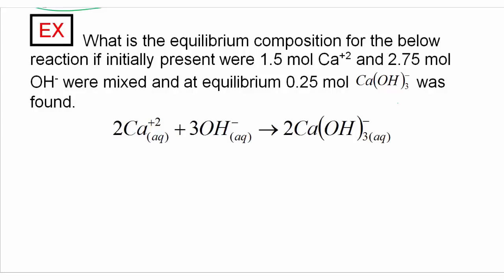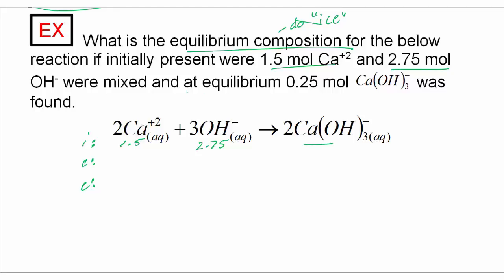What is the equilibrium composition? Oh, there it is again. So that means do ice. For the below reaction, if initially present were 1.5 moles of calcium ion, 2.75 moles of hydroxide, none of this stuff.